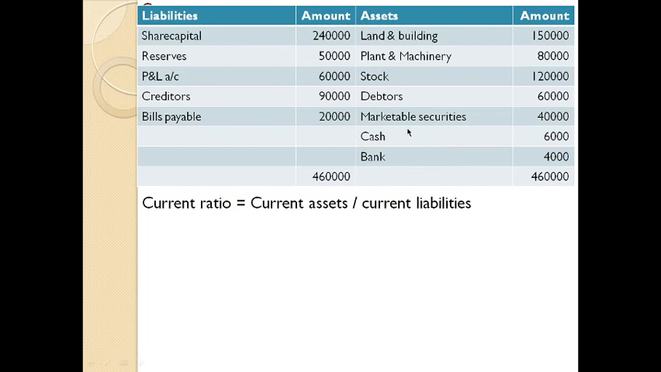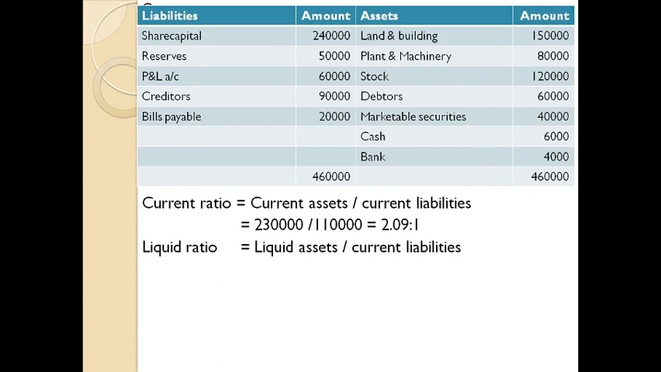Remember, this marketable security is an example of cash equivalent. It's highly liquid and it can be easily converted into cash. So it comes under cash and cash equivalents, remember. Okay. Current assets include stock, debtors, marketable security, cash and bank. And current liabilities include creditors and bills payable. So you will get 2,30,000 divided by 1,10,000, you will get 2.09:1. 2.09 is to 1.